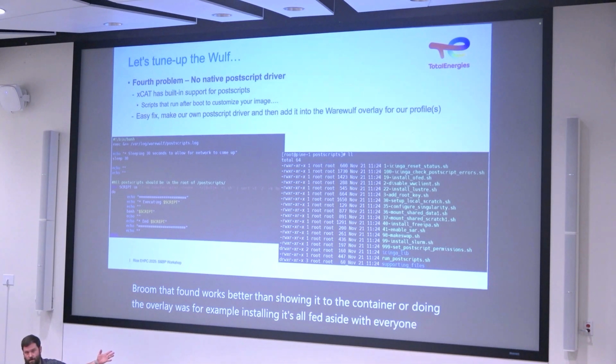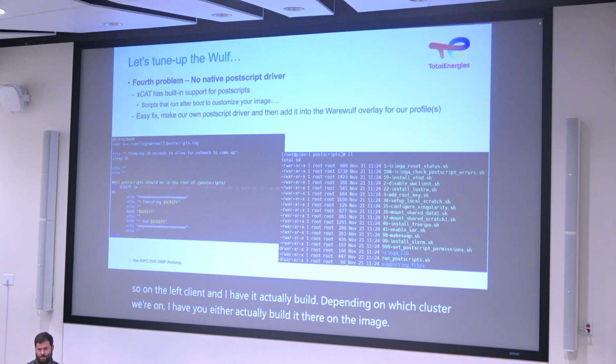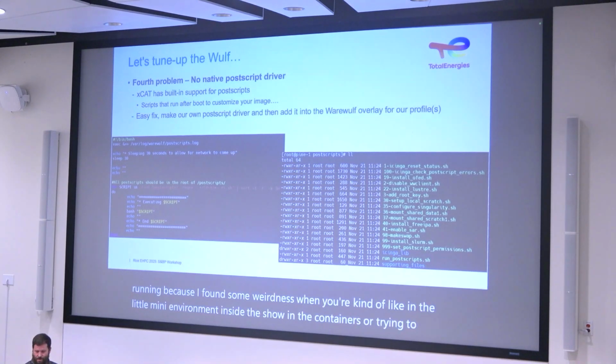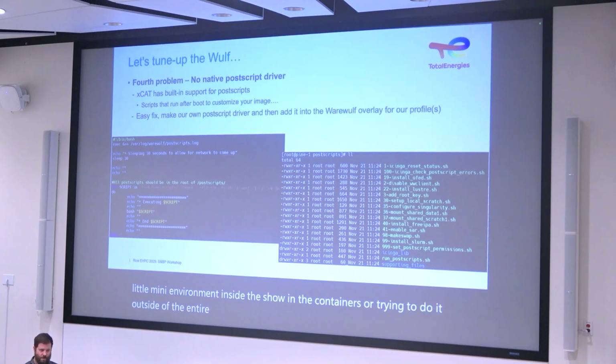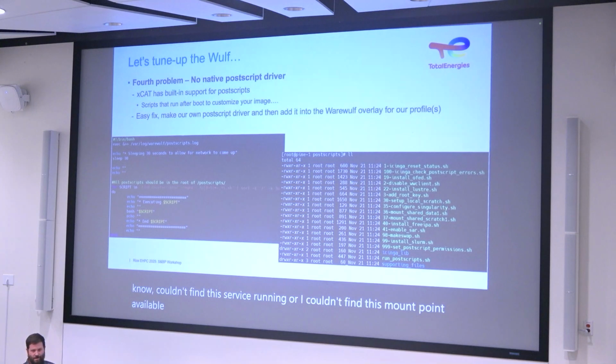So installing the Lustre client. Depending on which cluster we're on, I have it either build it there on the image or pull the RPMs down once you're inside the container that's actually running. Because I found some weirdness when you're in the little mini environment inside the shell in the containers, or trying to do it outside of the entire OS stack being up. You'll get weird errors like, I couldn't find this service running, or couldn't find this mount point available. Instead, I'll just do it once the image is actually running.